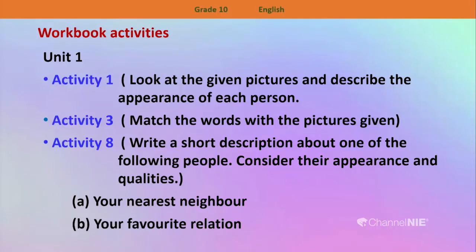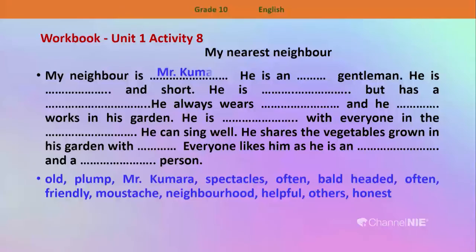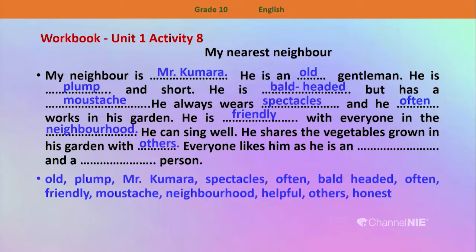Right, children. Now, this is one of the activities we have given you guidance on. There are two topics I showed you: your nearest neighbor and your favorite relation. We have helped you with your nearest neighbor. Using the same structure, you can write about your favorite relation as well. Here we have described his physical features, his qualities, and why he is a popular person, because he has to be a good neighbor. He shares things with others, so everyone likes him, and he is a very helpful person. So, you can use these words to talk about your neighbor and the other question as well.